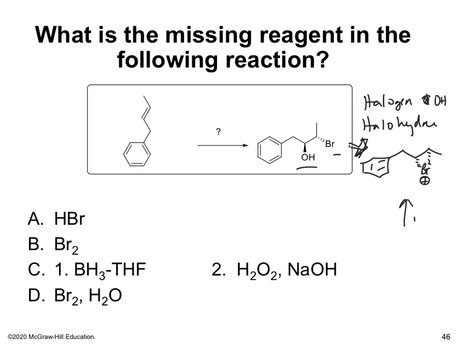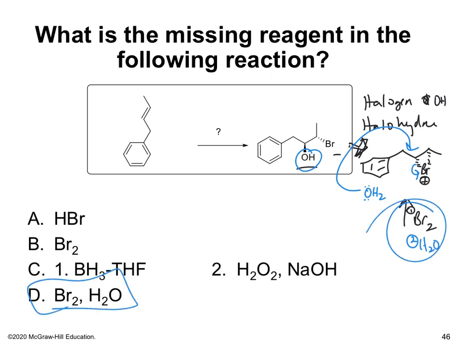So forward thinking, you need bromine, and then the OH comes from water. OH2 comes from water and opens that. So the second thing we add is water. So you would use bromine and water basically. D is your answer.